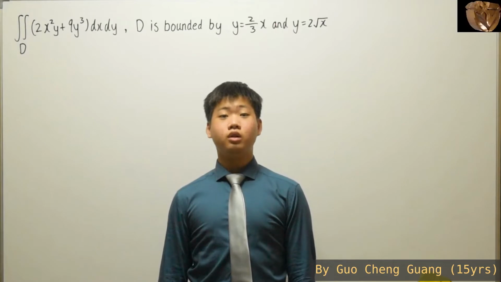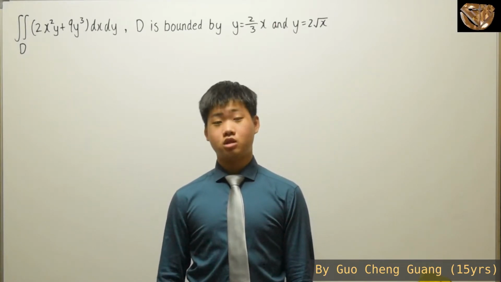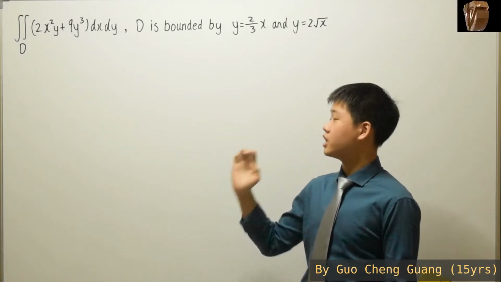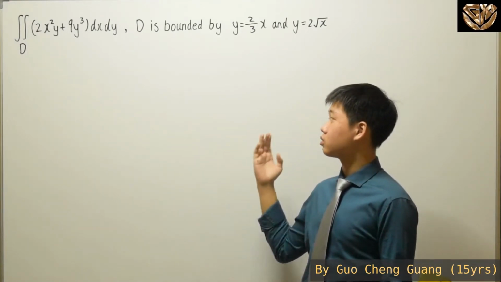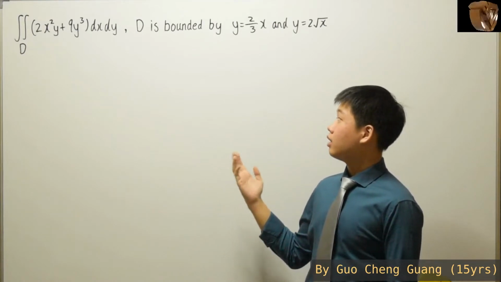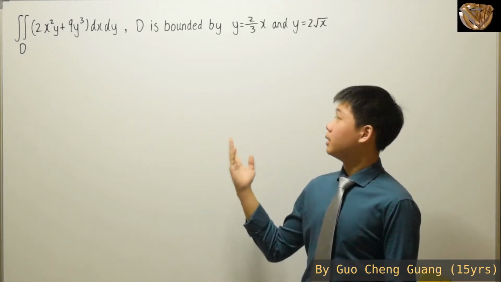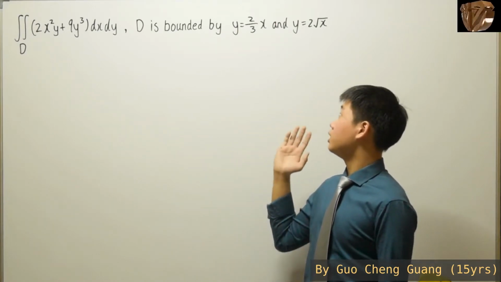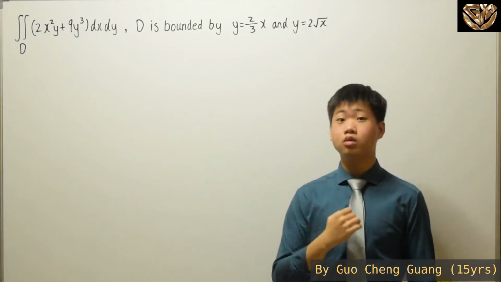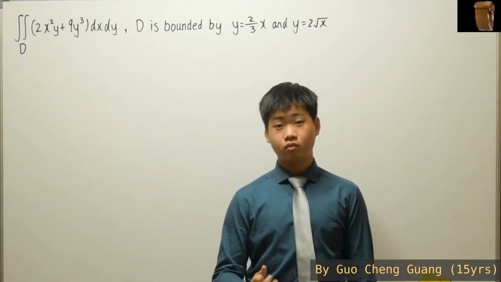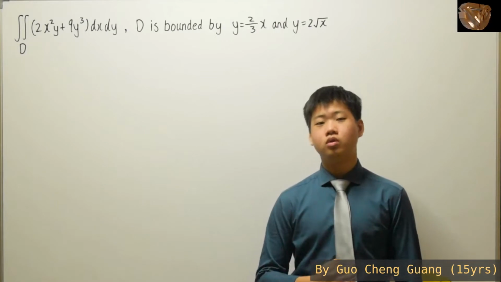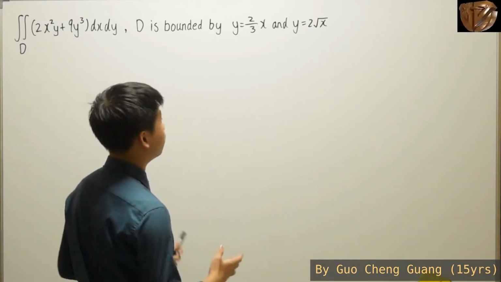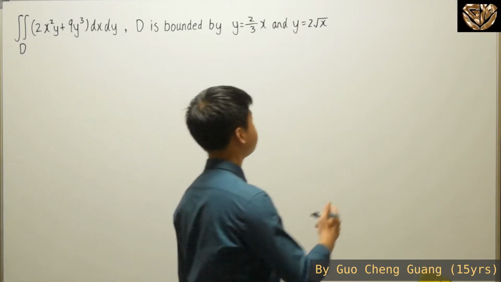In this lesson on the techniques and applications of definite integration, we'll take a look at an example that looks like this. A double integration with the integrand of 2x squared y plus 9y cubed, dx dy. But your area is bounded by y is equal to 2 over 3x and y is equal to 2 square root x. So, for this example, you would probably want to draw out your area first, right?